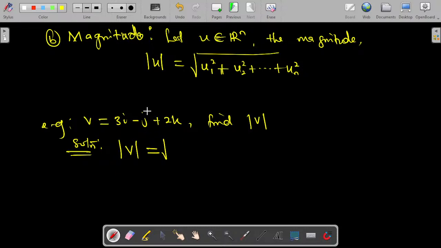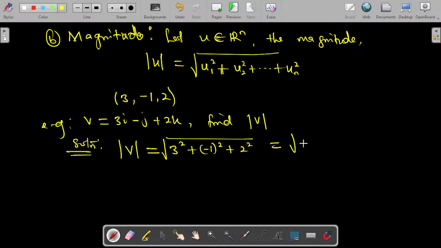So here, if I put my v in bracket form, it's going to be 3 comma minus 1 comma 2. Immediately I can now see all the components. So that's going to be 3 squared plus minus 1 squared plus 2 squared. And that is going to be equal to the square root of 3 squared is 9, plus 1, plus 2 squared is 4.